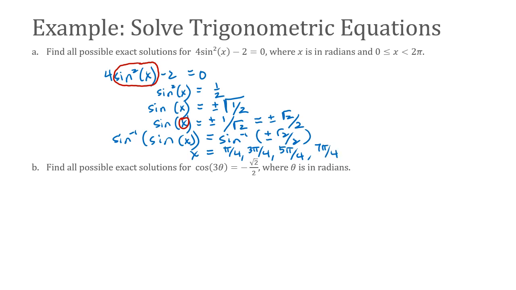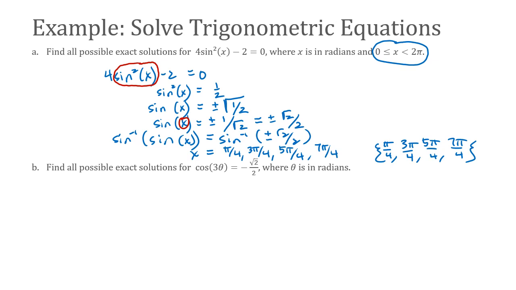So I'm going to write my final solution set with those 4 radian measures. Do I have to worry about writing plus 2 pi k where k is an integer? I do not, because I have all the solutions within 0 to 2 pi.